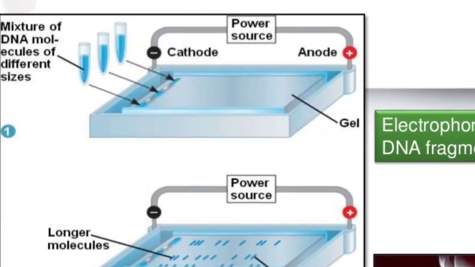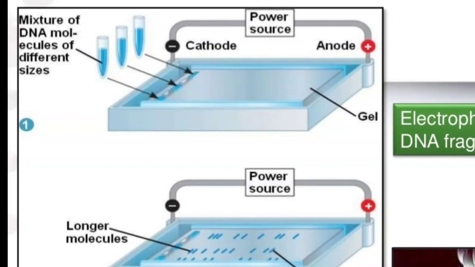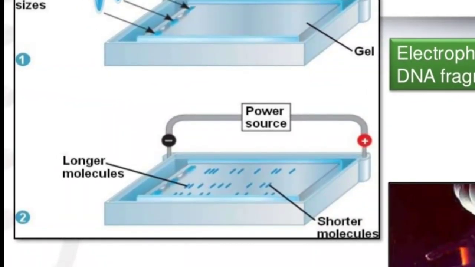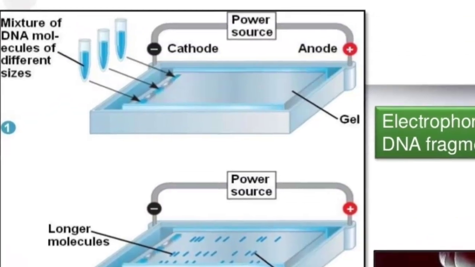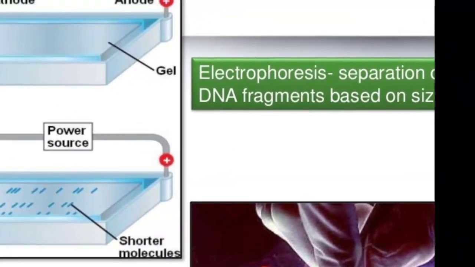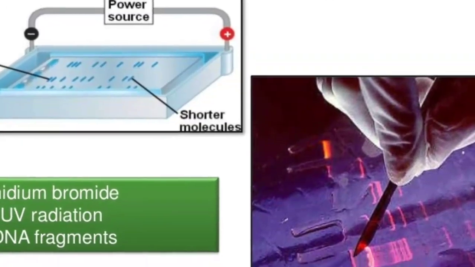You can see here the plate of the gel electrophoresis. It has two areas, anode and cathode, and the mixture of DNA molecules of different sizes is put into a well-like structure. The power source is applied over here. The shorter molecules move from the cathode to the anode area. This is electrophoresis, the separation of DNA fragments based on size.